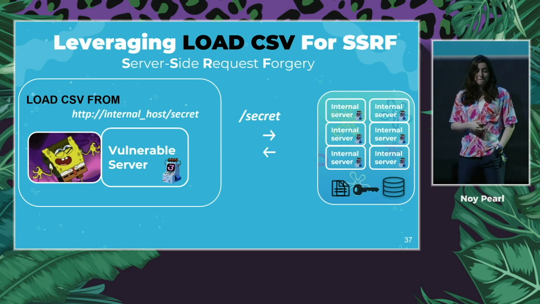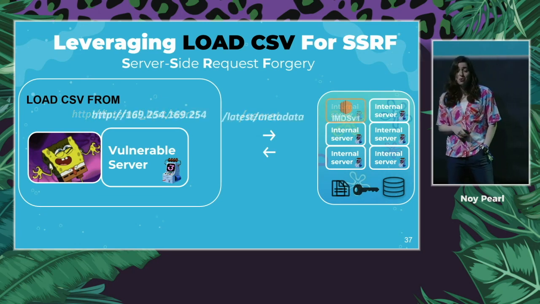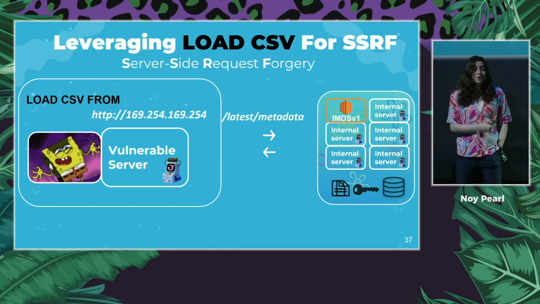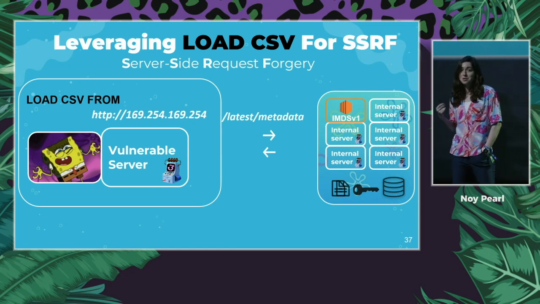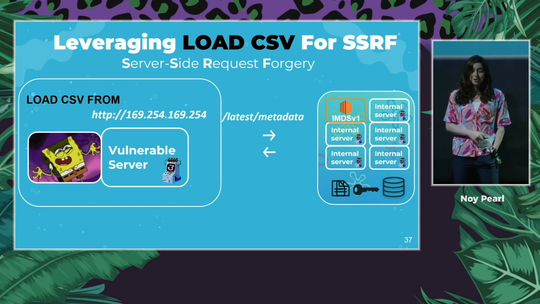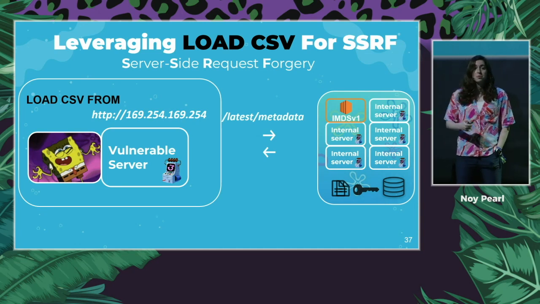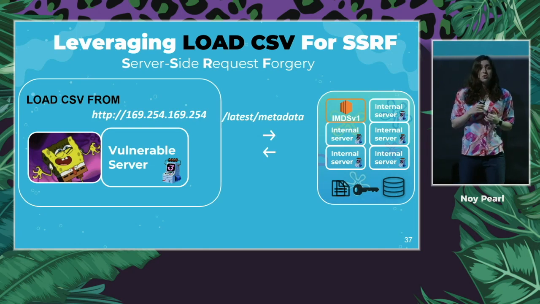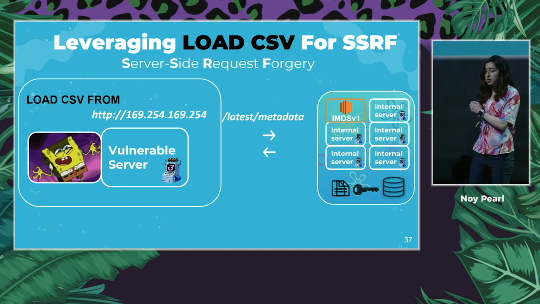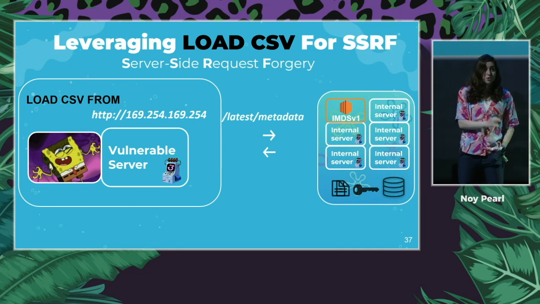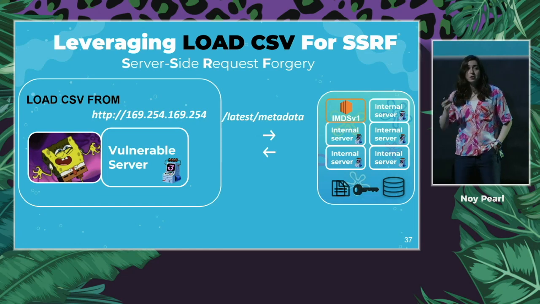And basically, if we want to do something more focused, whether we talk about cloud environments, so GCP or AWS, for example, in AWS, there is a service called metadata service, which sits in a static IP. And it holds a lot of metadata information about your roles and permissions and with which other machines you can actually communicate with. So what you can actually do here is you can use LOAD CSV FROM to query the metadata service to get a response back and to be able to know to which other machines you can escalate your attack.